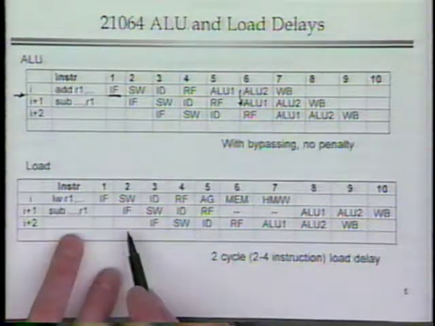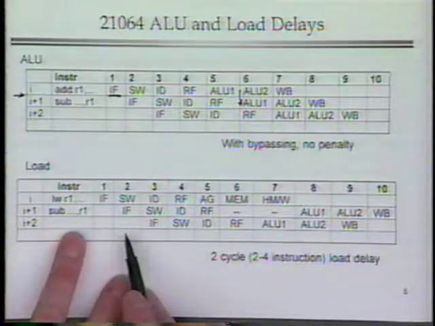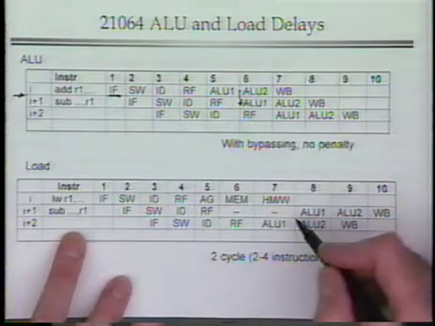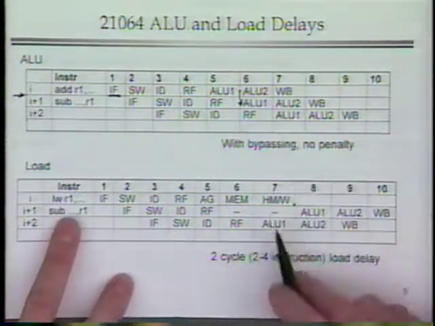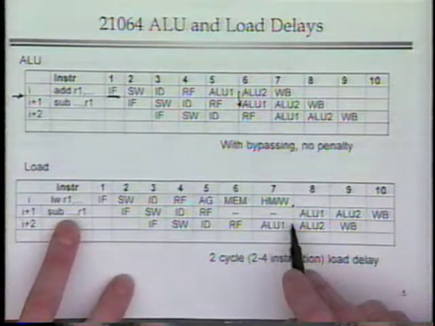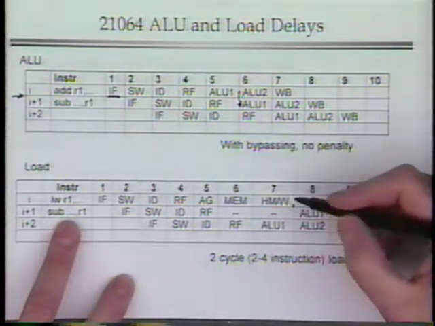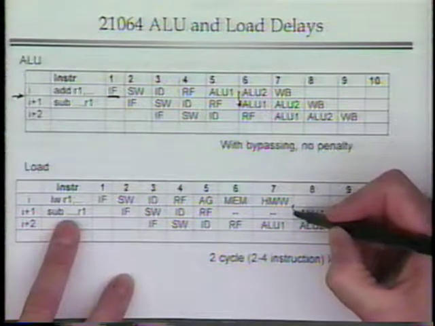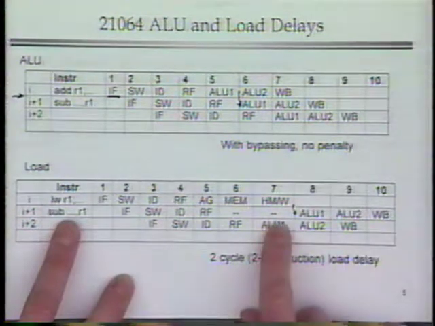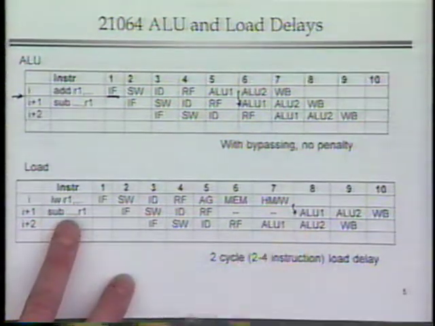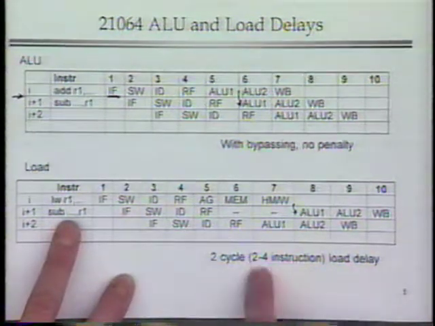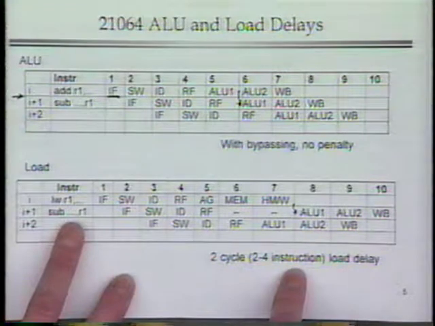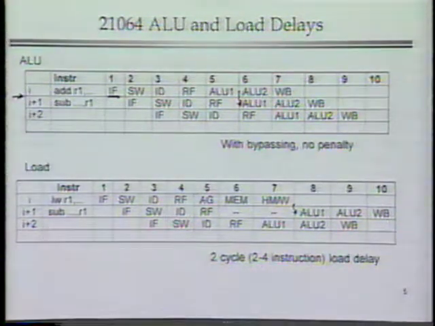What about a load instruction? Well, a load instruction is basically done at the end of the write-back stage, and a subsequent ALU instruction that uses that result has to suffer a 2-cycle penalty in order to use that result. Now remember that it's 2 cycles. It may be 2 to 4 instructions, depending on whether there were multiple instructions that got issued in a cycle or not.